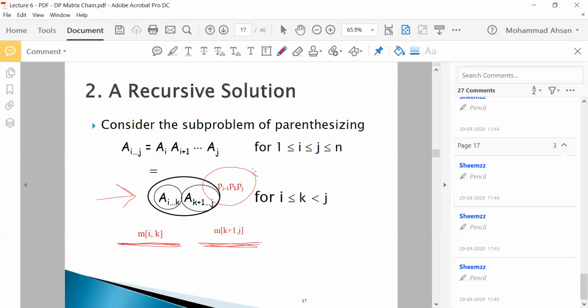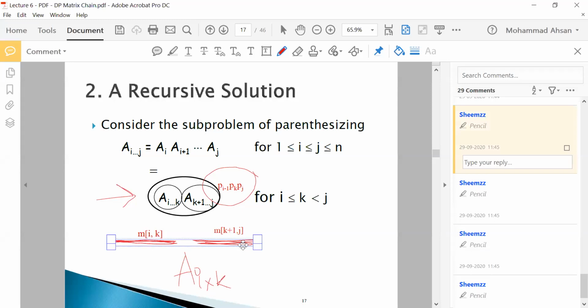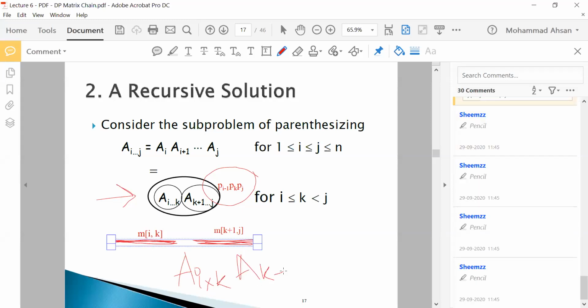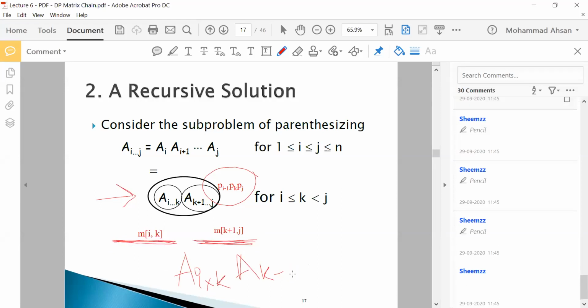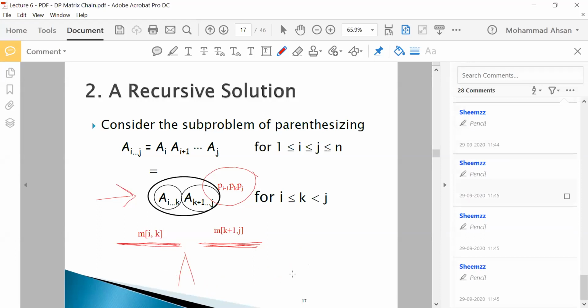When you are multiplying two matrices, what will be the final order of the left side? It will be I into the order of the matrix I and K, in the sense there are two numbers, so I can just write it like this. Then the right side will be this. When you have to multiply these two, this is not actually K plus 1. So let's not do it this way. It will be confusing.